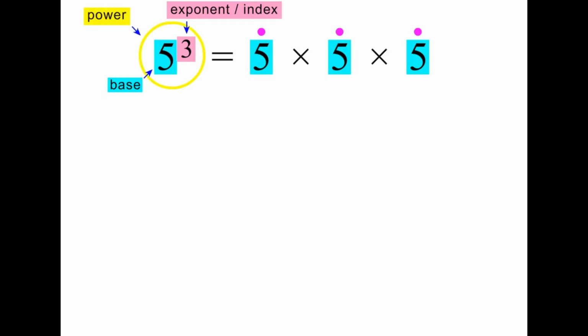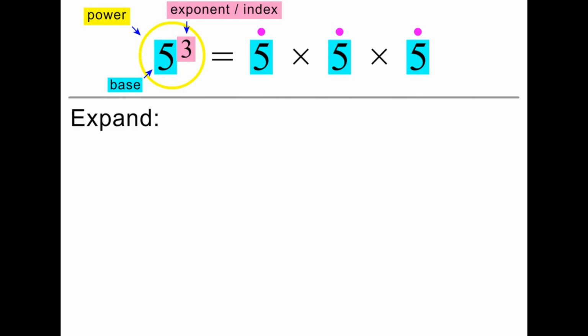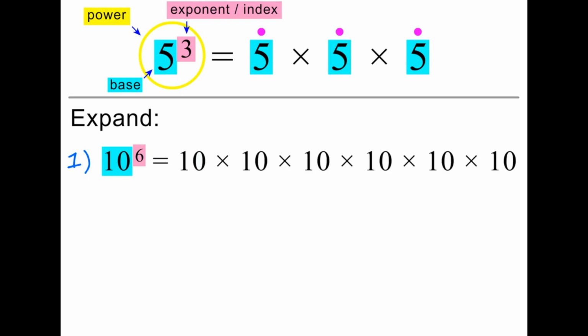And the whole lot together is called the power, which is why we can also read this as 5 to the power of 3. By writing out this power as 5 times 5 times 5, we have expanded the power. Let's practice expanding. Here we are asked to expand 10 to the power of 6. The base is 10, and the exponent is 6. So we need to multiply 10 by itself 6 times.